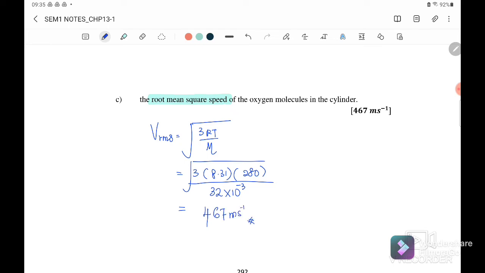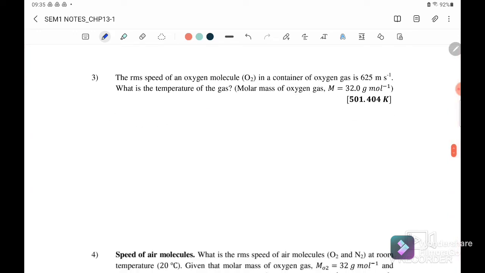Okay, so we will proceed to question number 3. The RMS speed of the oxygen in the container is 625. So what is the temperature of the gas?